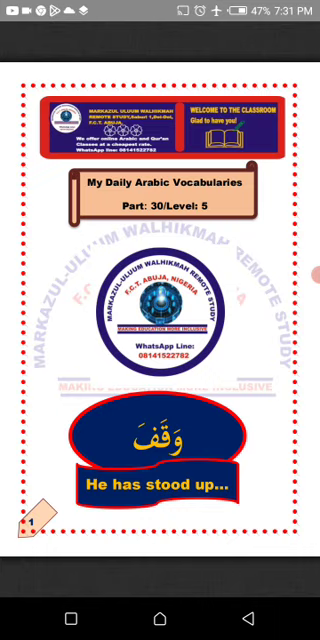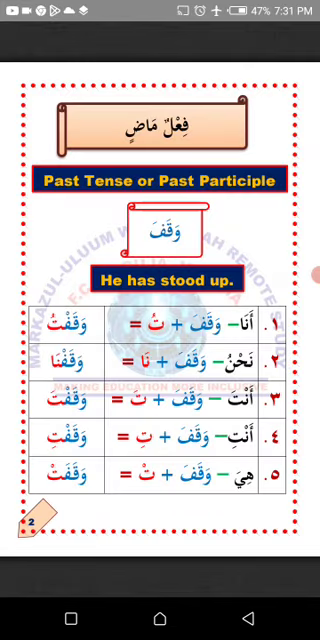Happy listening. We are going to learn from this lesson how to change the Arabic verb waqafa to suit certain pronouns in Arabic. Fi'ilun madin, past tense. This is a form of verb in Arabic that one can use to talk about an action that took place in the past. The question is, how do we change the verb waqafa to suit the pronouns below?